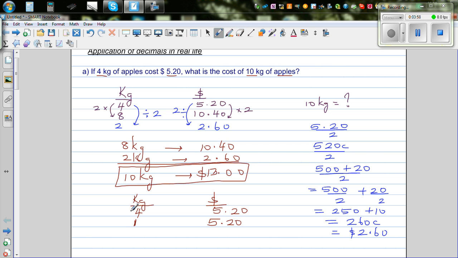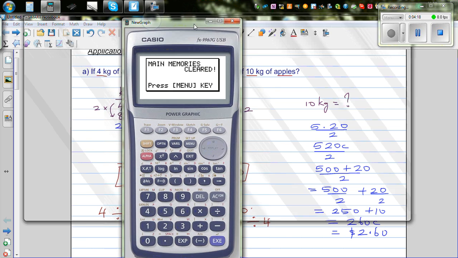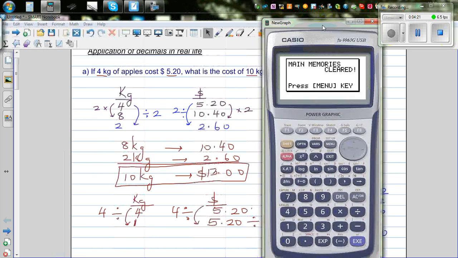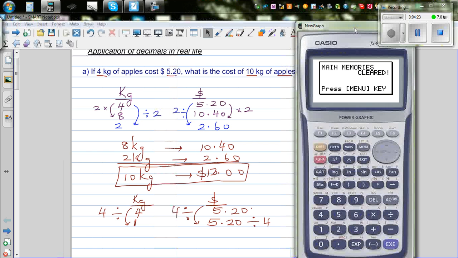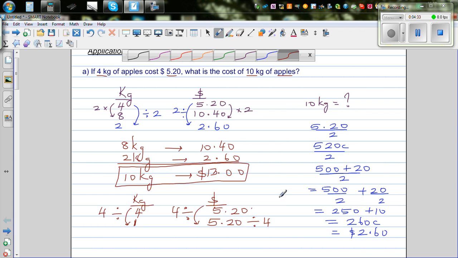Again, here it's the same proportional thinking. So here you're dividing by 4. If you want to get 1 from 4, 4 divided by 4 is 1. So you do the same thing here. So that's why I'm dividing by 4. So let me use a calculator. This is $5.20 divided by 4. So first find the cost of 1 kg, which is $1.30.